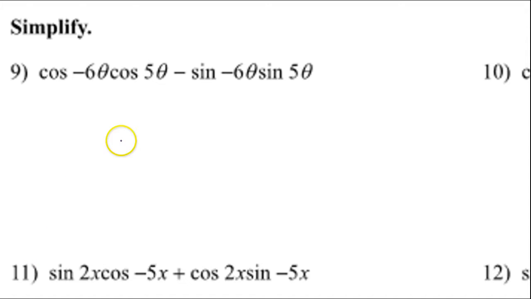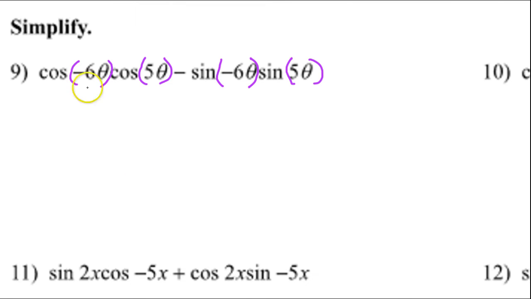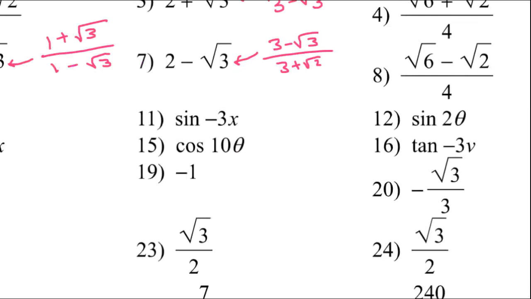For problem number 9, the directions are switching up a little bit. Now we're just simplifying. We're not evaluating. We're not finding an exact answer. So the angle here is negative 6 theta and 5 theta. Okay, this is not subtraction right here. This is the sine of negative 6 theta and 5 theta. See how it goes cosine, cosine, sine, sine? That is how the cosine formula works. Do I have those formulas? No.